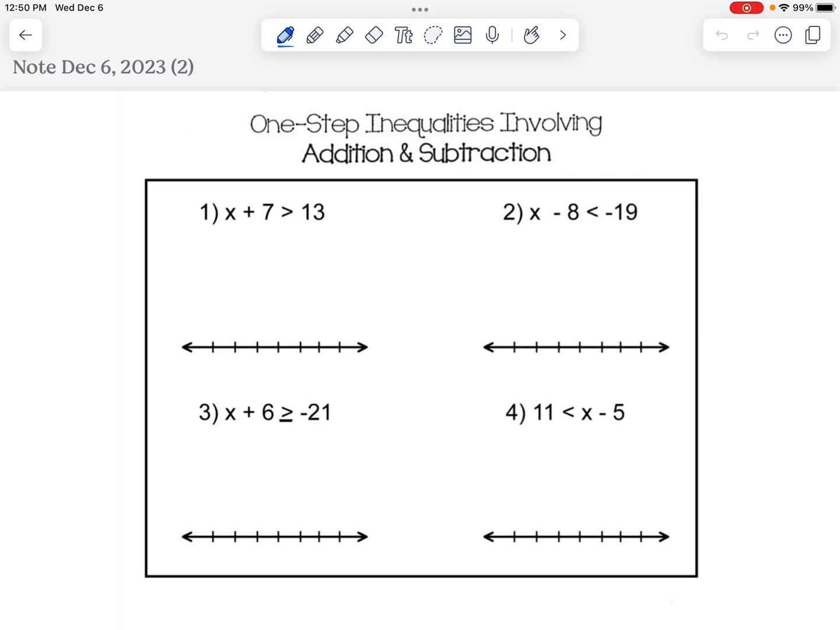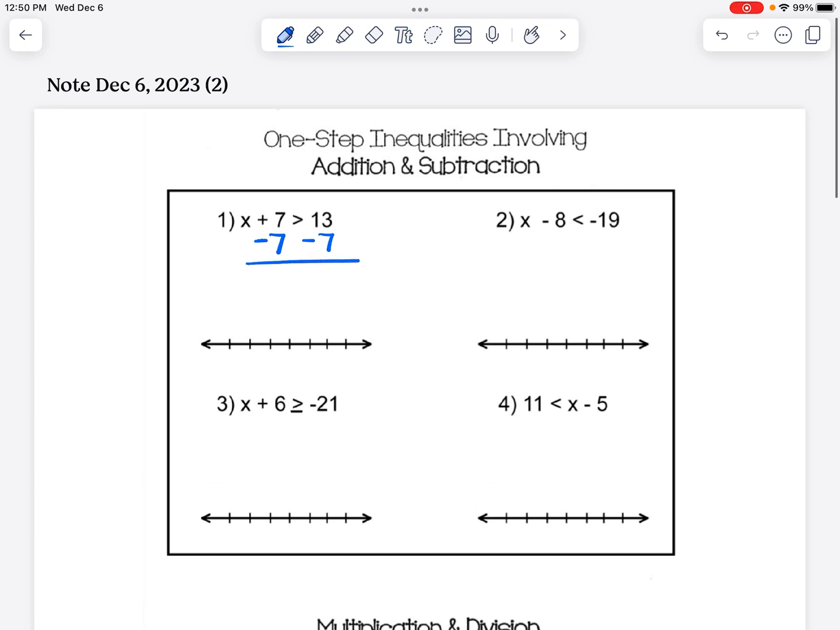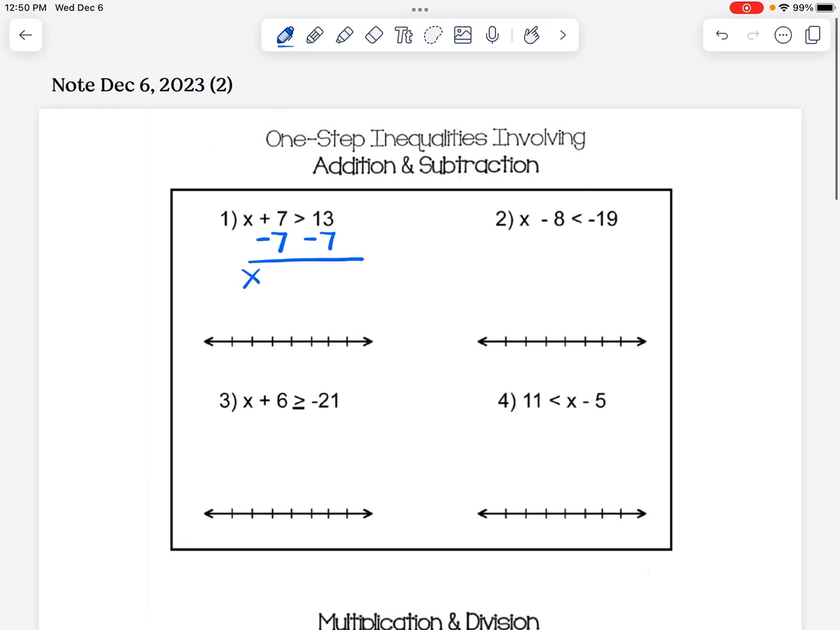So for example number 1, we're going to ask ourselves what's happening to the variable. It's being added to 7, so we're going to do the opposite operation. The opposite of adding 7 is subtracting 7. And whatever we do to one side of the inequality, we have to do to the other side, just like an equation. So we'll bring the x down. 7 minus 7, of course, is 0. And I don't know why it's jumping. 13 minus 7 is 6.